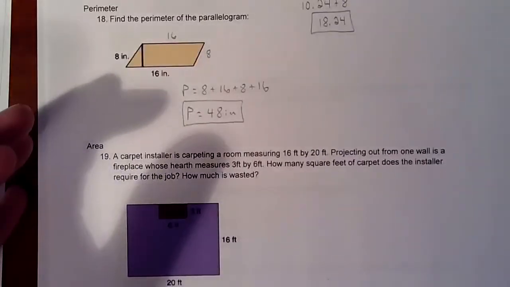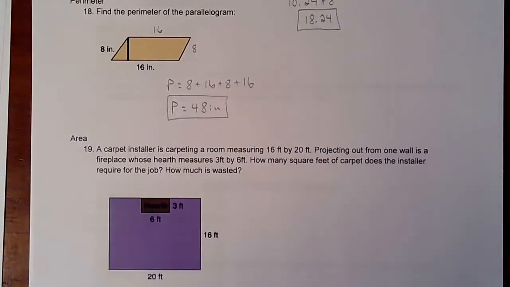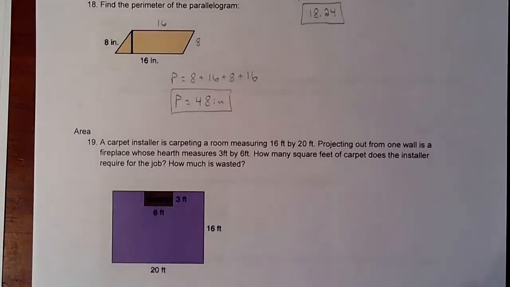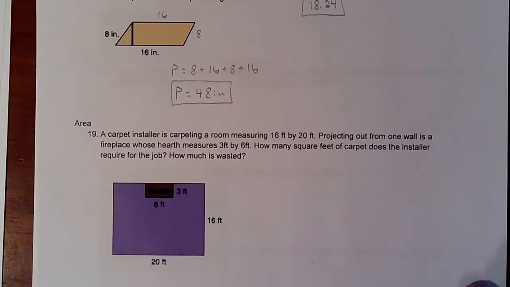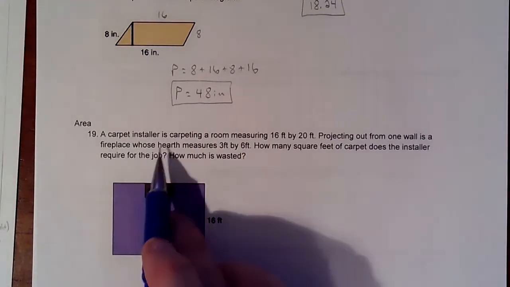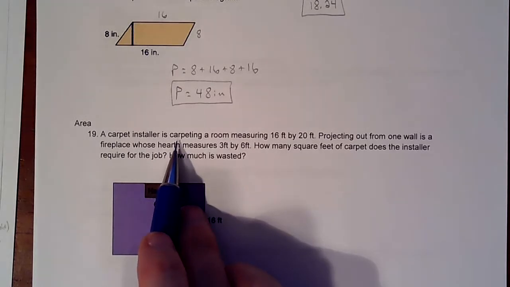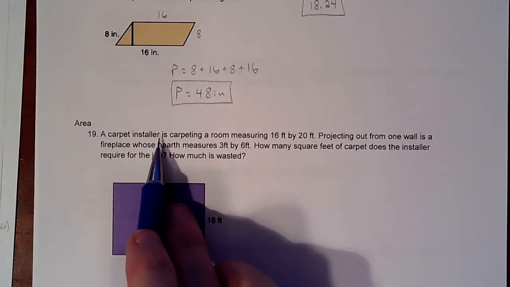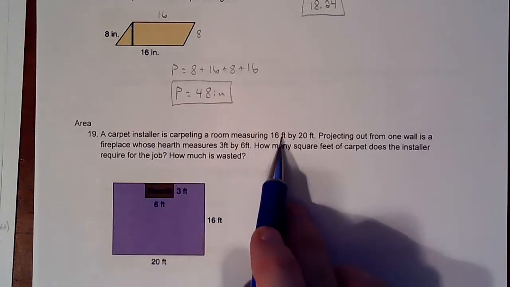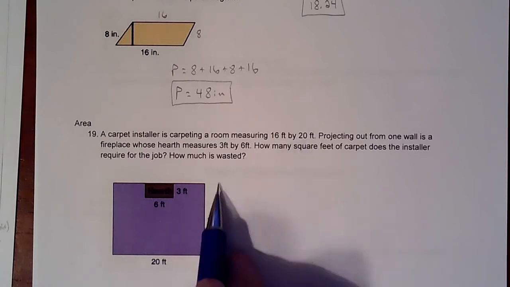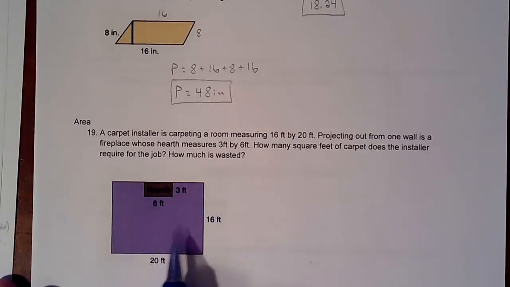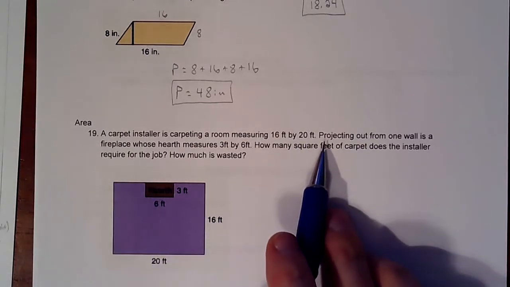So like I said, there are formulas, but why complicate it? All you're doing is just adding pieces together, adding all the sides. All right, so you have a carpet installer carpeting a room measuring 16 feet by 20 feet. So the purple represents that. It's a good carpet color.